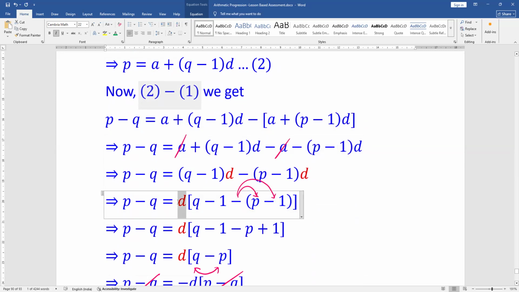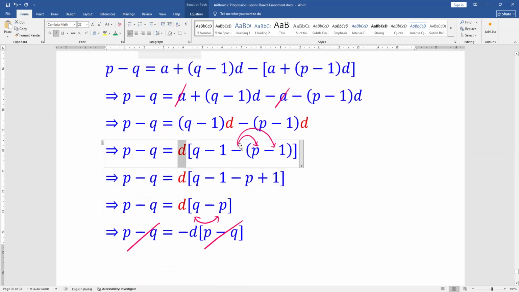Now here we took D as common, and here we put a bracket open. Within the bracket we have to put P minus 1. If you open the bracket, we get minus P, minus into minus is plus, plus 1. Then minus 1 plus 1 gets cancelled. So this and this get cancelled. Then we have P minus 1, P minus Q equals D into Q minus P.